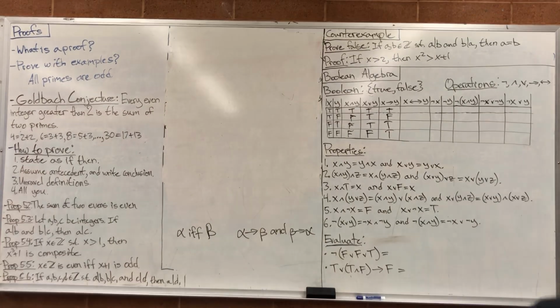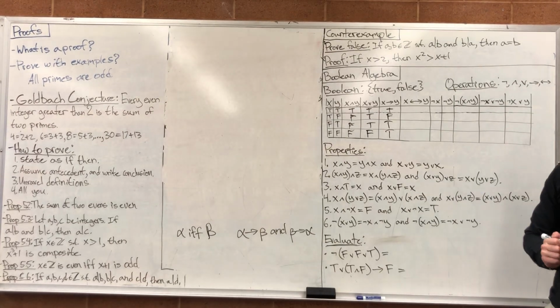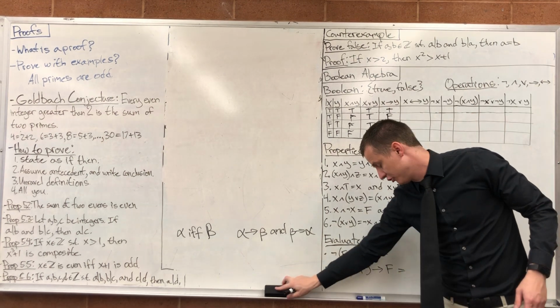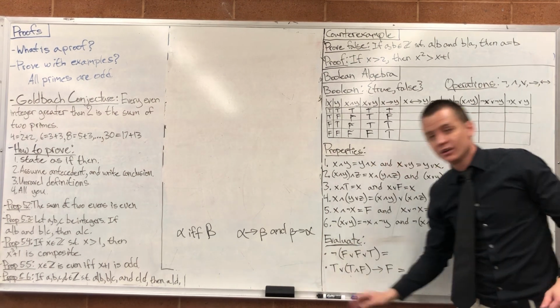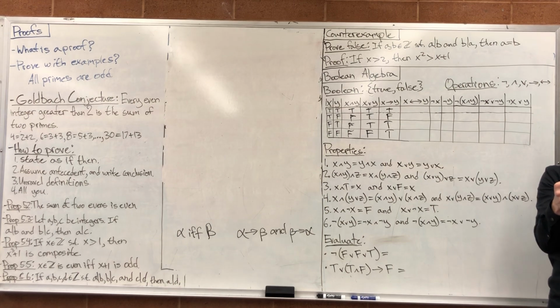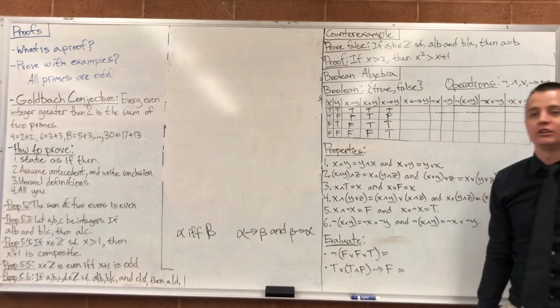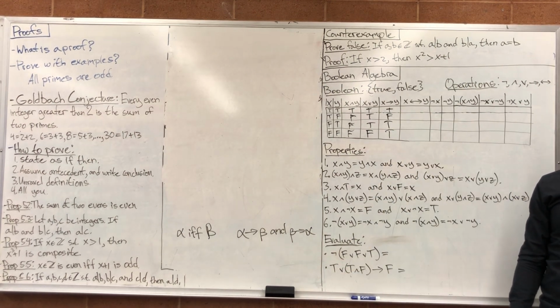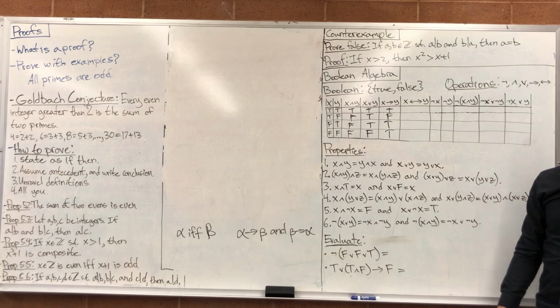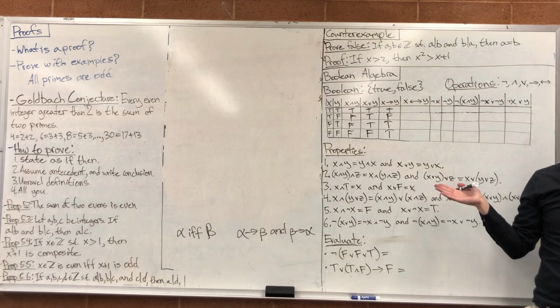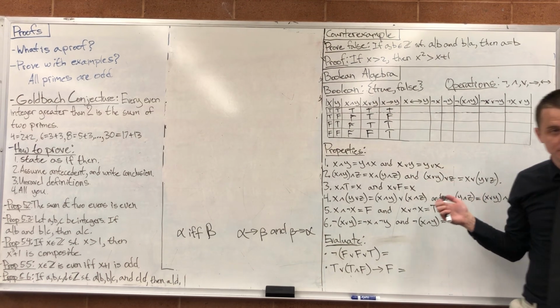Wait, how can that be true? False implies false is true. It's vacuously true. There's no cases to check. If I'm holding a black marker, then I'm holding a blue marker. There's no cases to check. It's vacuously true. We can't satisfy the antecedent. If the if part is false, then the whole thing's always true. Make sense?